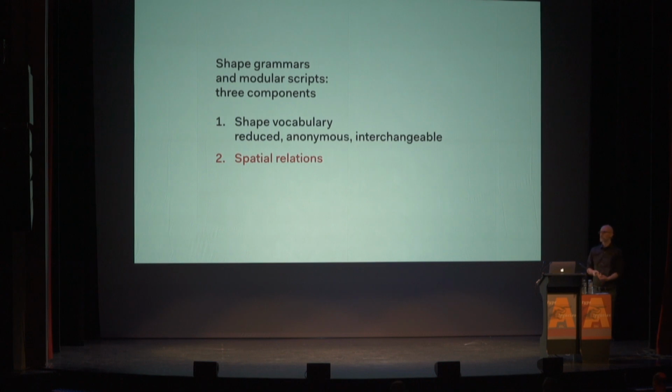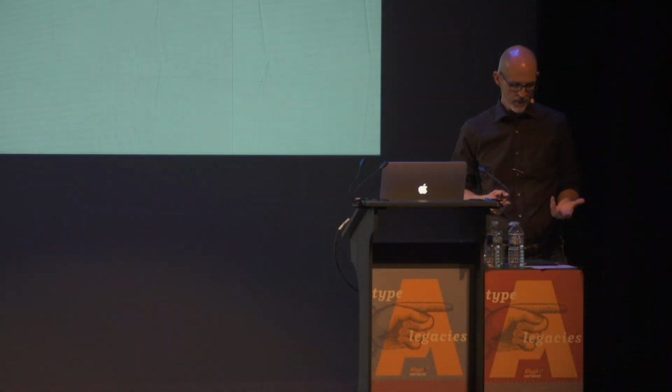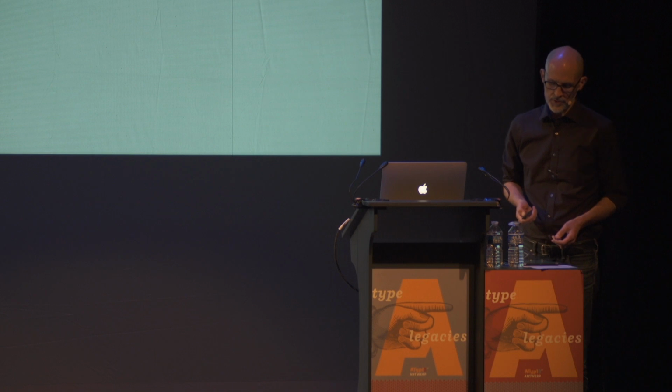The second essential element of a shape grammar is spatial relations, a set of spatial relations which are methods of arranging the shapes in the vocabulary. And in modular scripts, the spatial relations are defined by the affordances of the shapes. What do I mean by affordances?